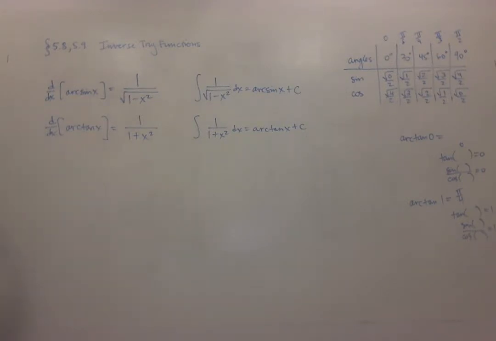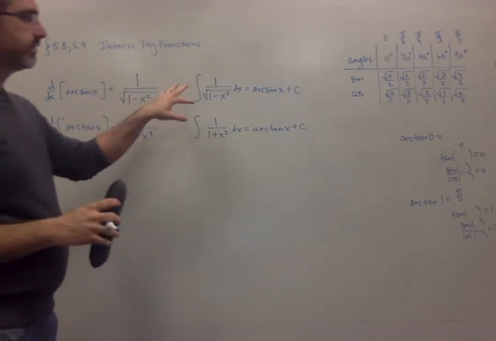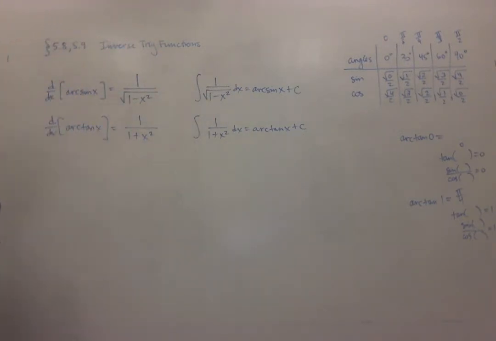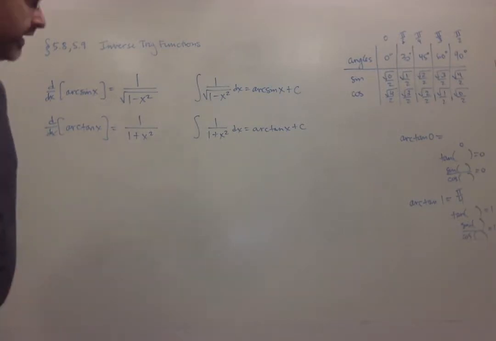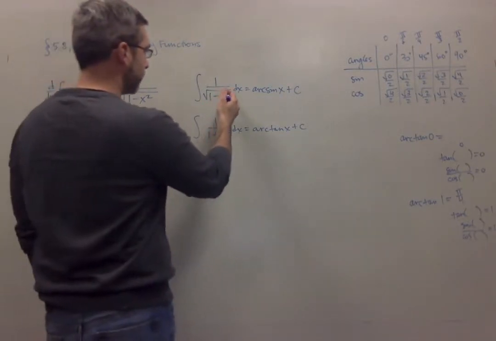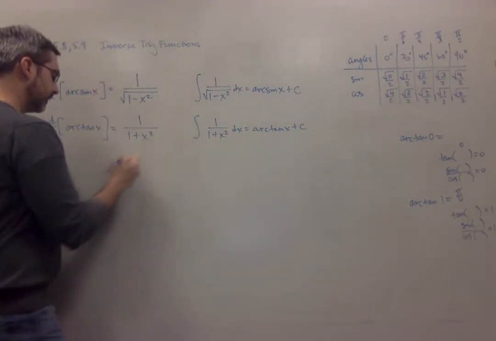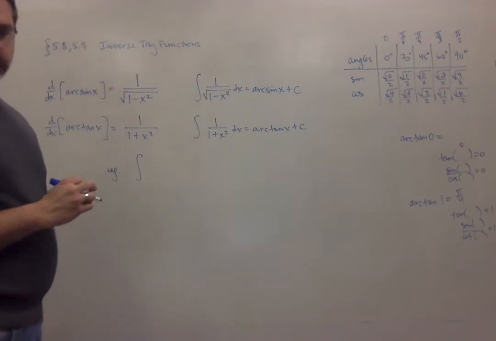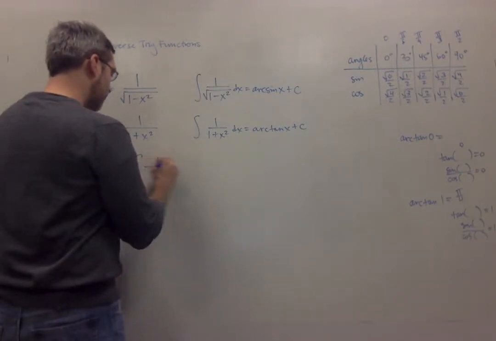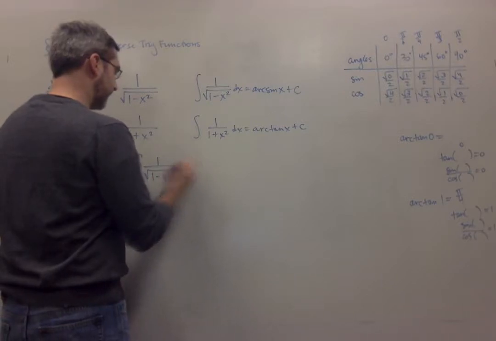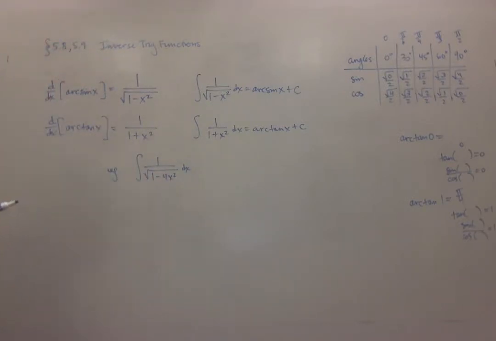So now how can we make this a little trickier? Now again, we're not going to explore this too deeply now. There are lots of ways that this can get trickier. But one way is instead of seeing x squared, you may see something else in there. So let me give you an example. So what if I had 1 over the square root of 1 minus 4x squared dx? Okay, instead of 1 over the square root of 1 minus just x squared.